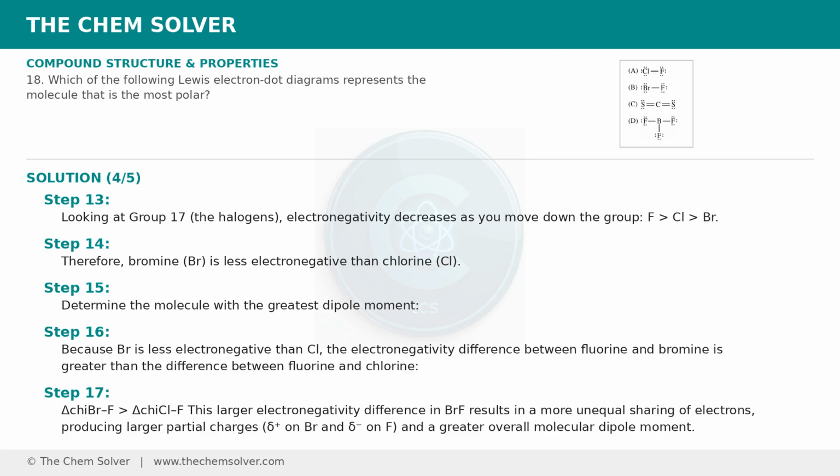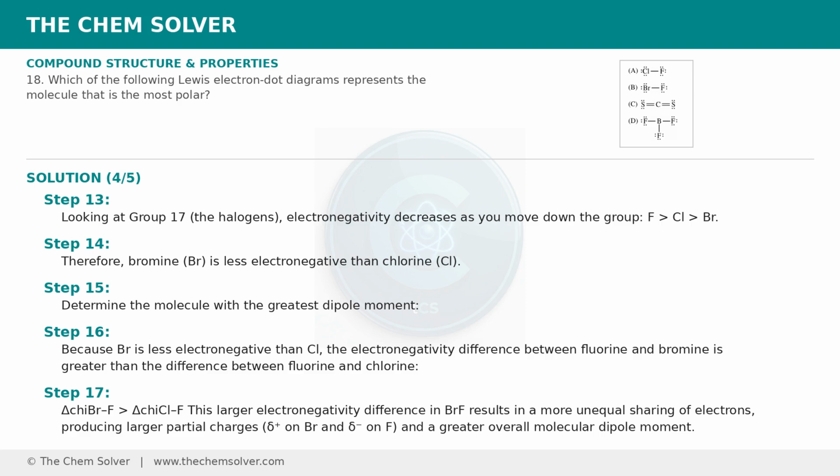Looking at group 17, the halogens, electronegativity decreases as you move down the group. F greater than Cl greater than Br. Therefore, bromine, Br, is less electronegative than chlorine, Cl. Determine the molecule with the greatest dipole moment.